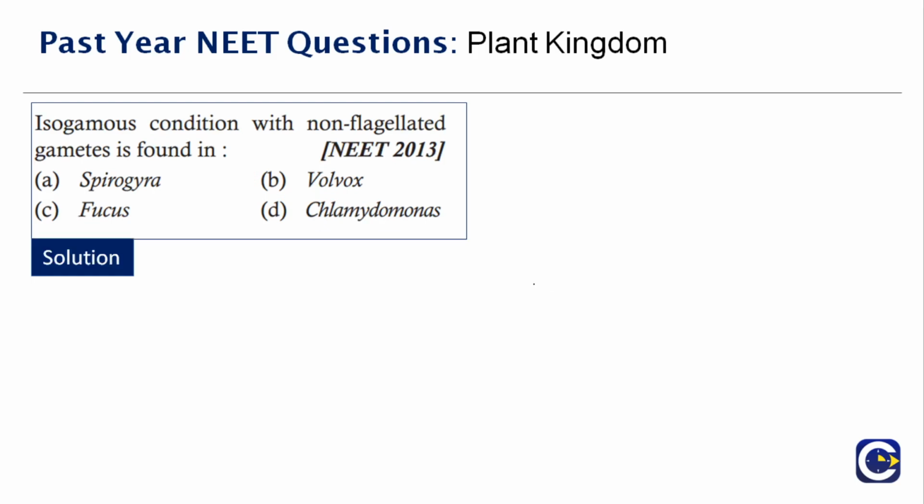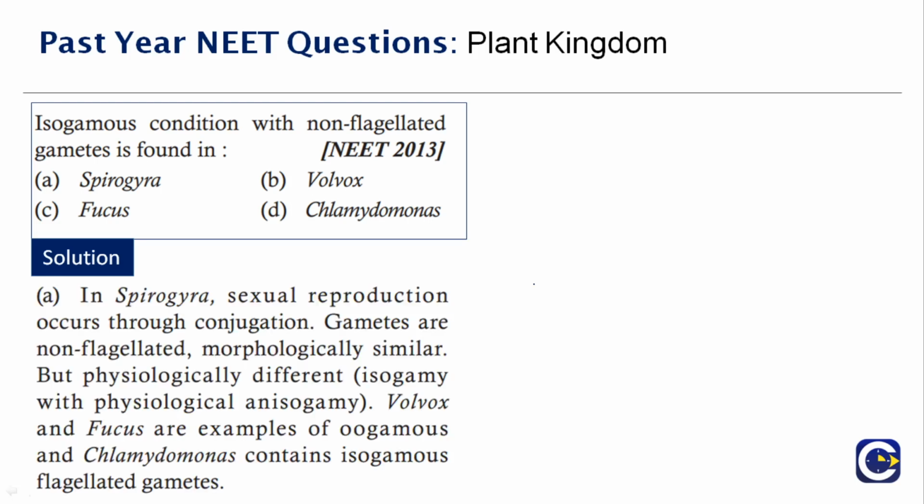So this question, I think it's a repeated one because we already saw what the answer is, right? When we talk about isogamy, it always resembles the morphologically similar gamete and physiologically different one, and they're non-flagellated in nature, right? So the correct answer to this question, I think by now you have guessed the answer. Yes, it is Spirogyra. And Spirogyra, as you know, it will undergo sexual reproduction through the process called conjugation. Okay, gametes are non-flagellated here.